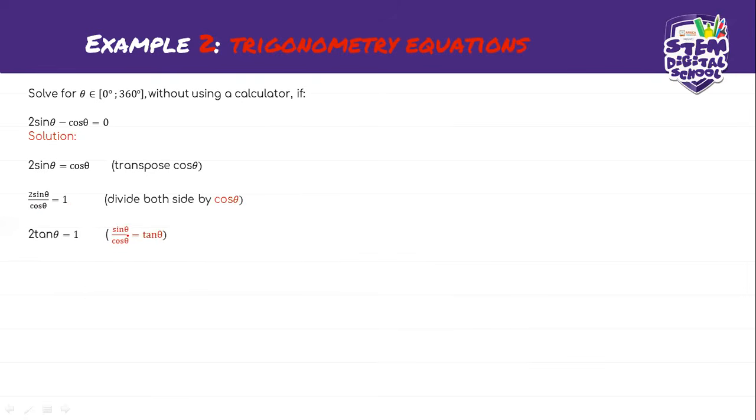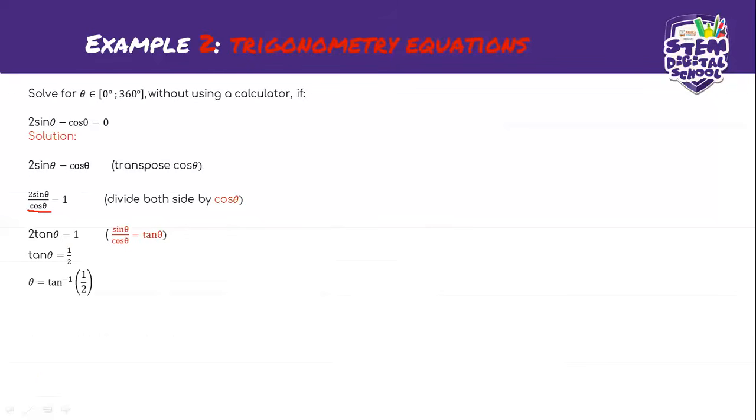Then sine theta over cos theta equals tan theta. We all know this from the identity. Sine theta divided by cos theta equals tan theta. Now you have 2 tan theta equals 1. Then you divide both sides by 2, and we now have tan theta equals 1 half, right?